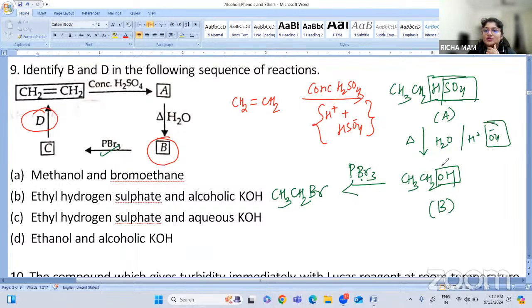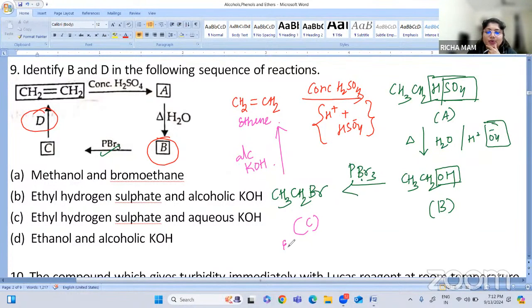CH3, CH2, Br. That is your ethyl bromide. Now this is C. Now this ethyl bromide, what are you going to treat it with to give you ethene? If I treat this with alcoholic KOH, which is a good dehydrohalogenating agent, you get ethene.